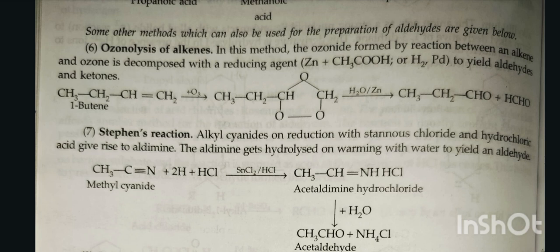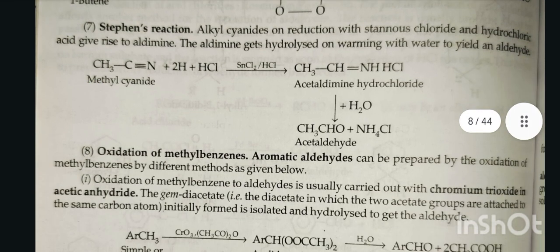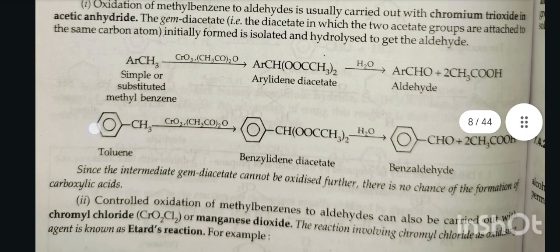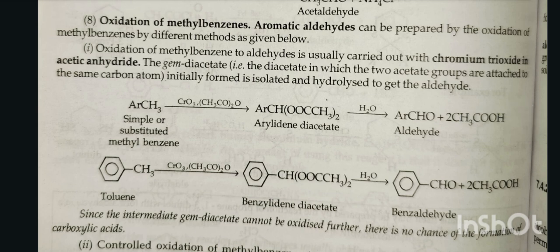6. Ozonolysis of alkenes. In this method, the ozonide formed by the reaction between the alkenes and ozone is decomposed with a reducing agent, Zn plus acetic acid or hydrogen over palladium, to yield aldehyde and ketone. 7th, Stephen reaction. Alkyl cyanide on reduction with stannous chloride and hydrochloric acid gives rise to an imine, which gets hydrolyzed on warming with water to yield an aldehyde. 8th, oxidation of methyl benzenes.